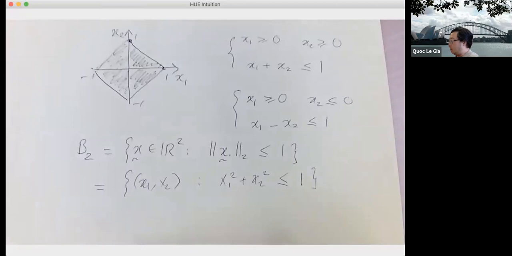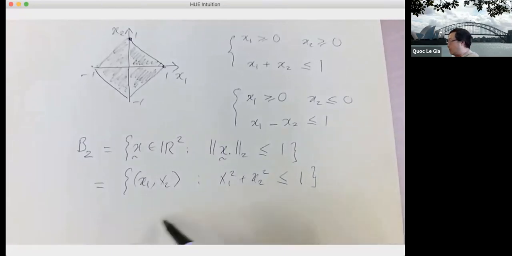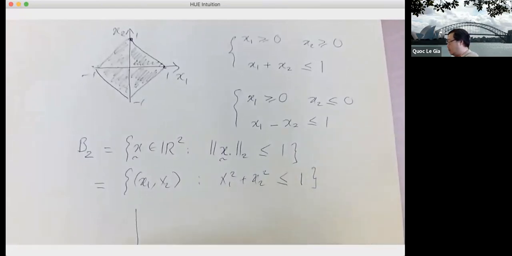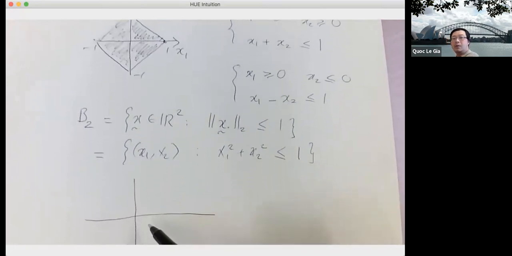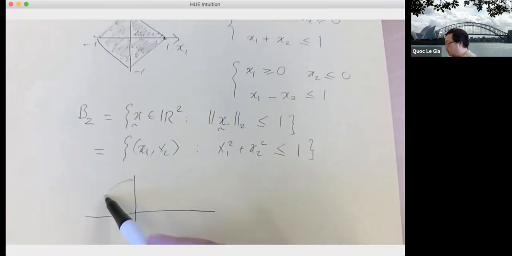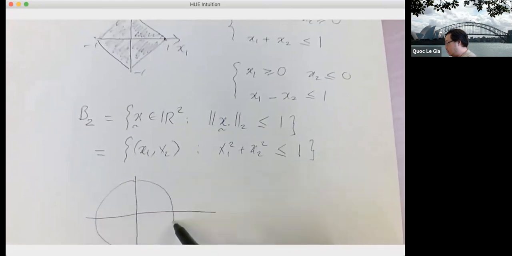A circle. Okay, so now it's correct. Because this is just a line. I mean, this is the equation of the circle. And the circle has radius 1. Yeah. So this one is just exactly the circle of radius 1.